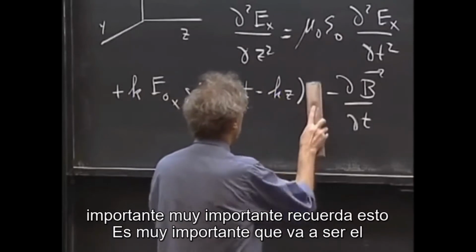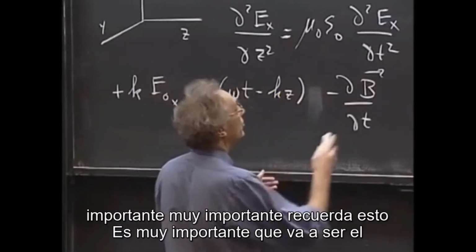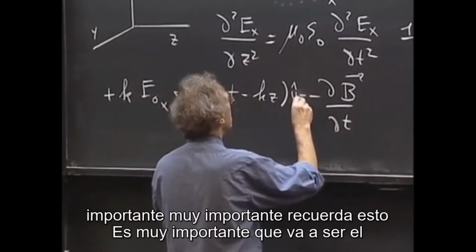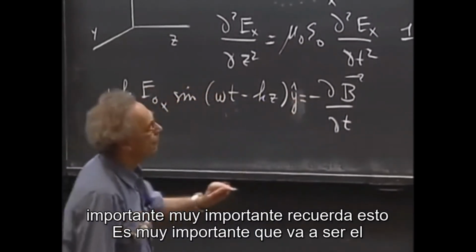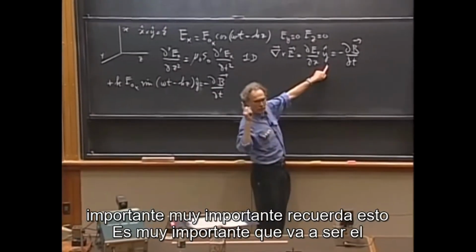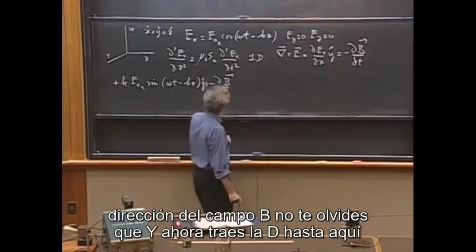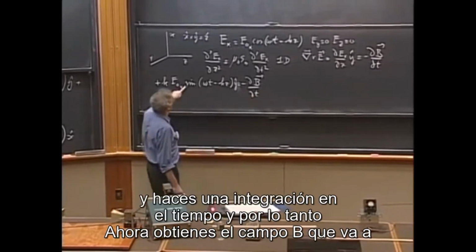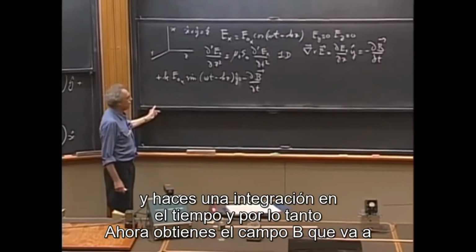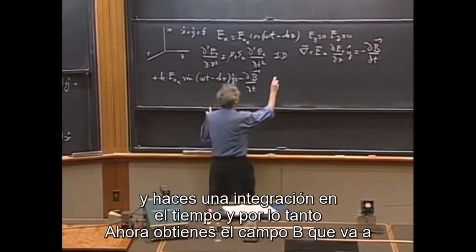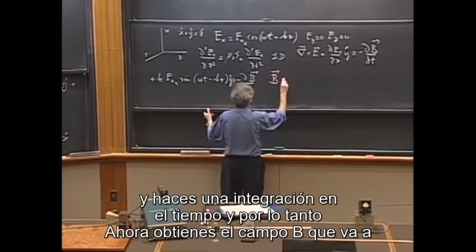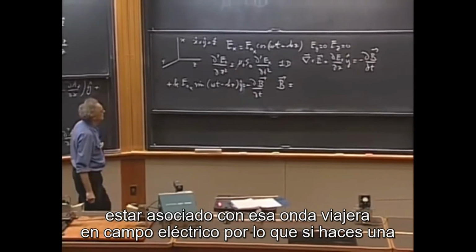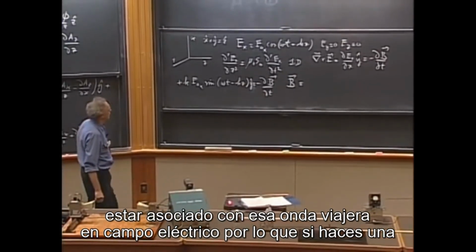So we bring the dt, it's important that we get the y direction. That is very important. Remember, this y is very important. That's going to be the direction of the B field. So don't forget that y. So now you bring the dt here, and you do an integration in time. And so now you get the B field that is going to be associated with that traveling wave in the electric field.